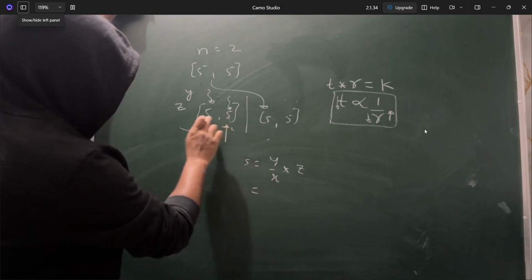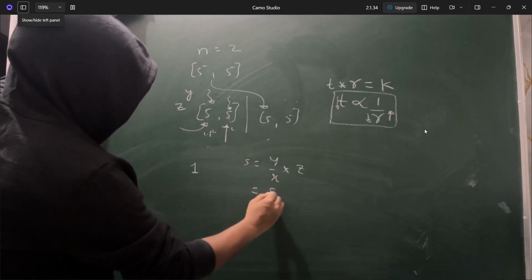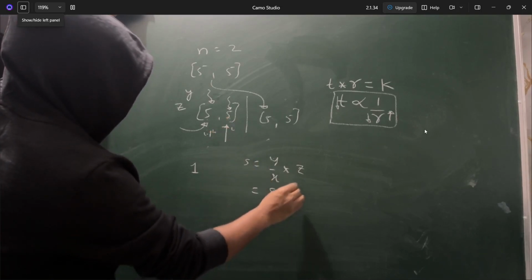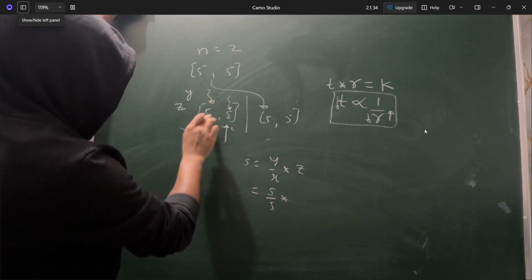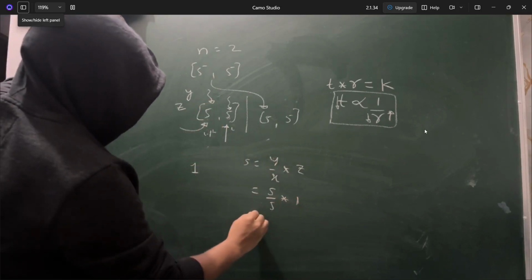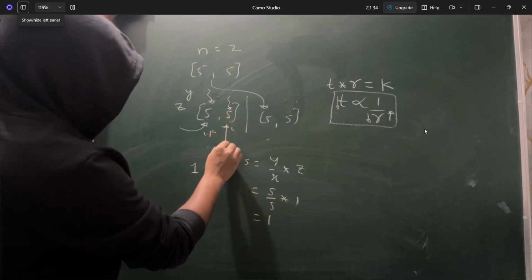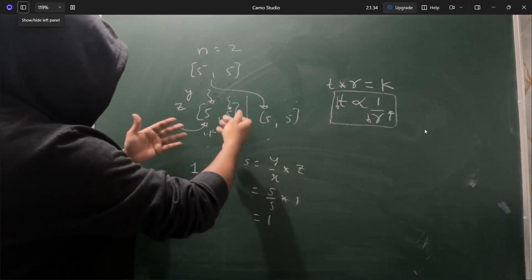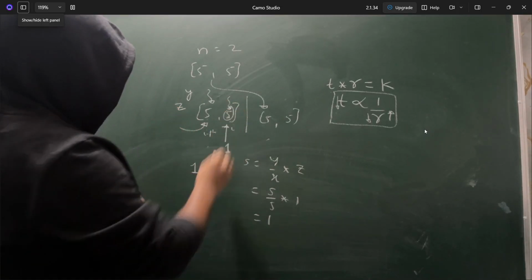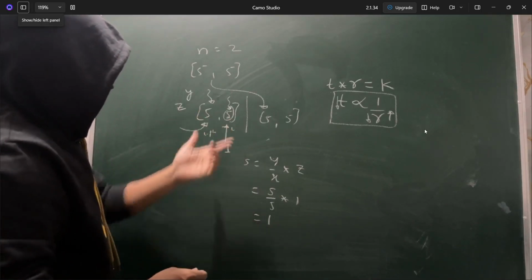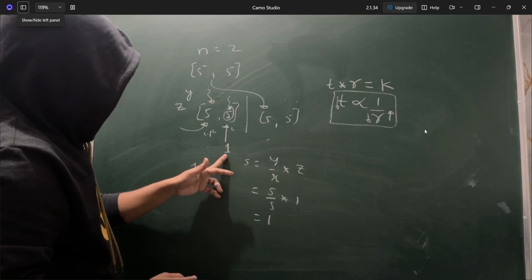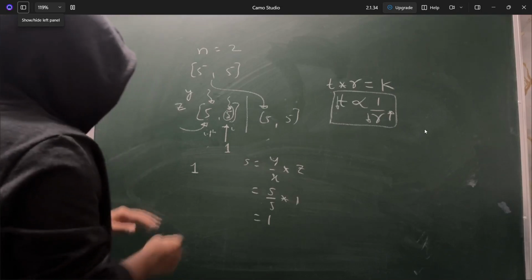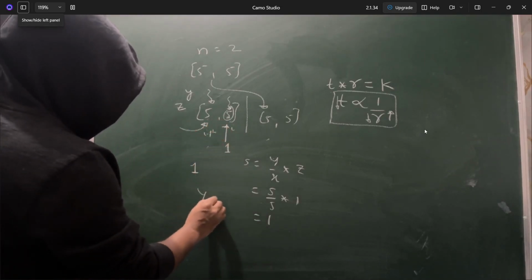What is y here? Y is basically its previous teeth, and x is current teeth, and what is z? Z is previous revolution, I mean previous speed, which is 1. So this is giving you 1, so its speed is also 1. So 5 comma 5 is such an arrangement that the rightmost gear is rotating at one revolution per second. So this is a valid arrangement, so you can write it as yes.